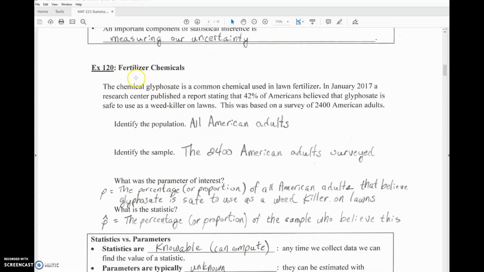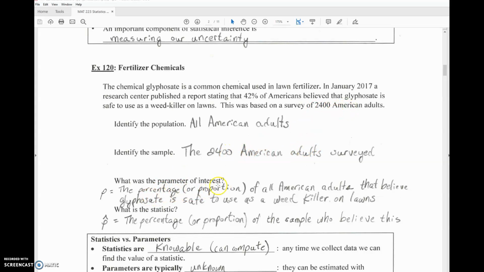Another example, example 120, fertilizer chemicals. The chemical glyphosate is a common chemical used in lawn fertilizer. In January 2017, a research center published a report stating that 42% of Americans believe that glyphosate is safe to use as a weed killer on lawns. This was based on a survey of 2,400 American adults. Now, the population that we're trying to study is all American adults. The sample is the 2,400 American adults that we actually surveyed.